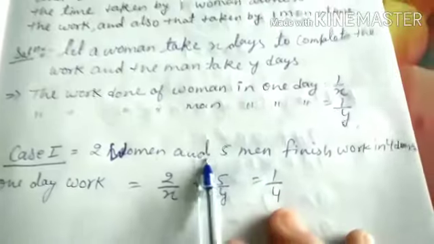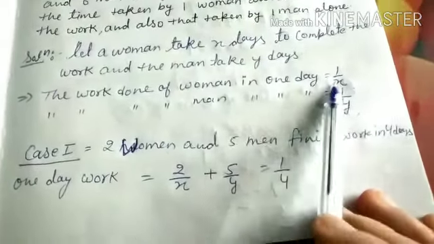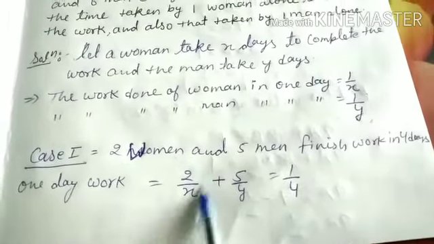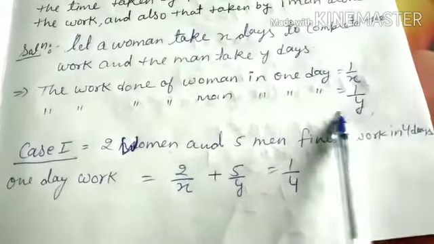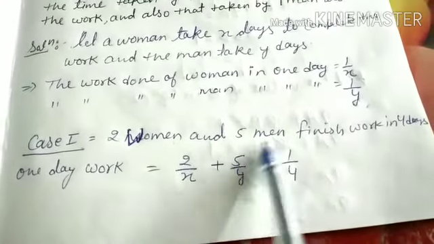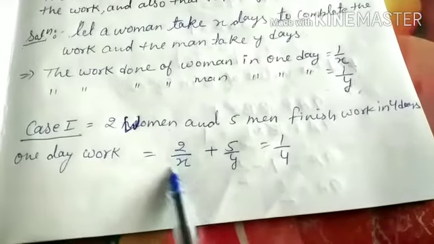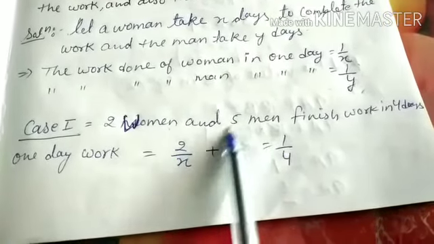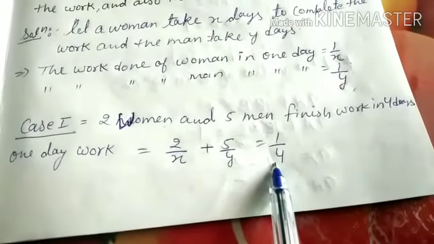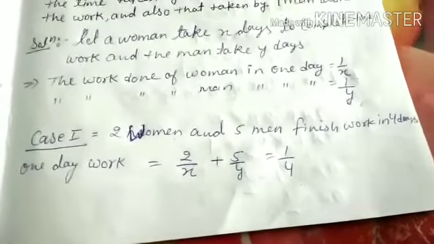2 women and 5 men finish work in 4 days. So 1 woman takes 1 upon x, so 2 women take 2 upon x. Similarly 1 man takes 1 upon y in 1 day, so 5 men will take 5 upon y. The 1 day work of 2 women and 1 day work of 5 men is equal to, they are completing the work in 4 days, so 1 day work will be 1 upon 4.